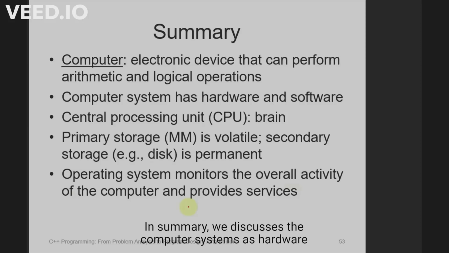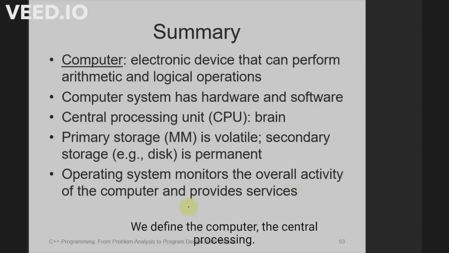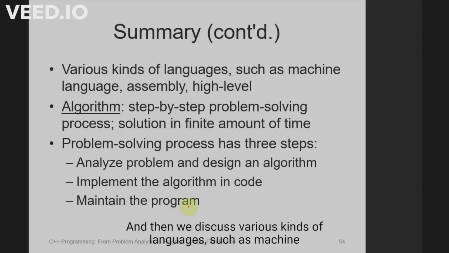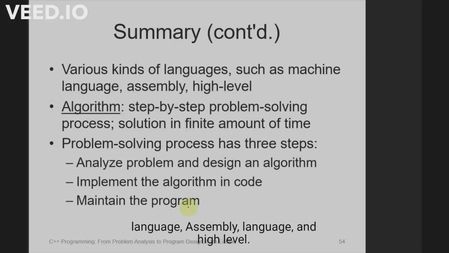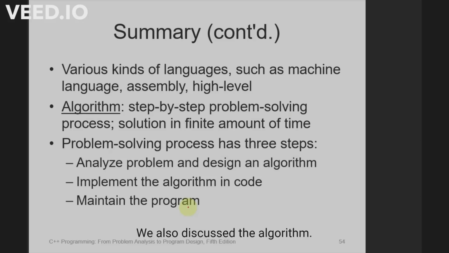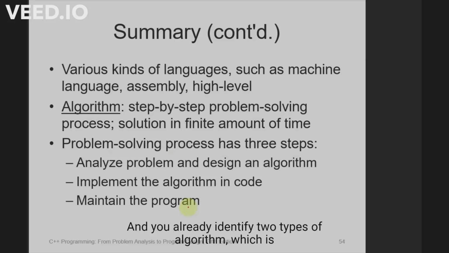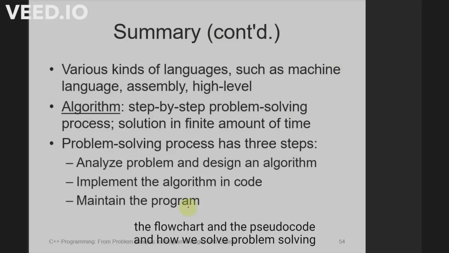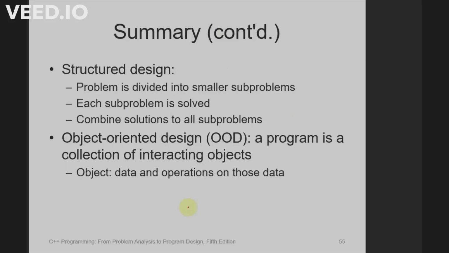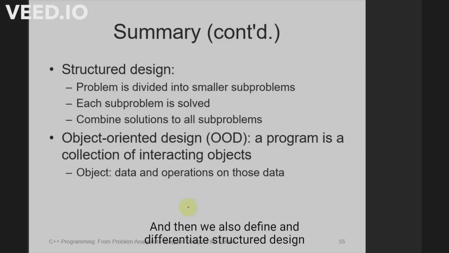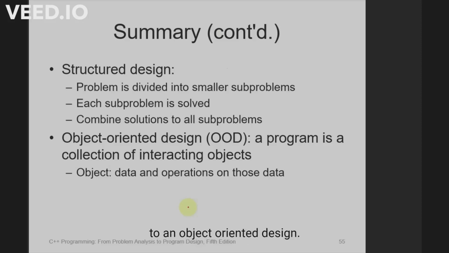In summary, we discussed computer systems as hardware and software, and we defined the computer, the central processing unit, the primary storage, and the operating system. Then we discussed various kinds of languages such as machine language, assembly language, and high level. We also discussed the algorithm, and you already identified two types of algorithm, the flowchart and the code, and how we solve problems in 3 steps. And then we also defined and differentiated structured design from object-oriented design.